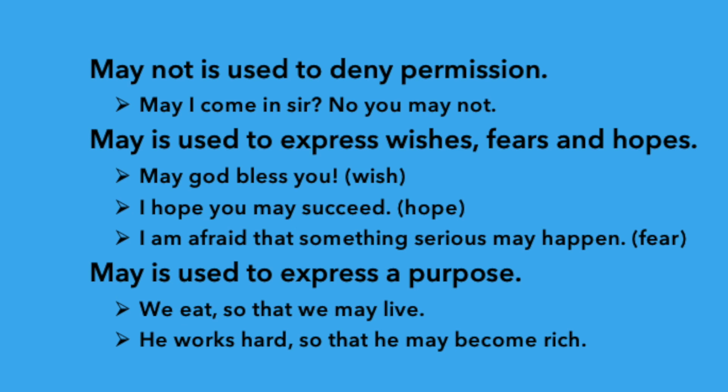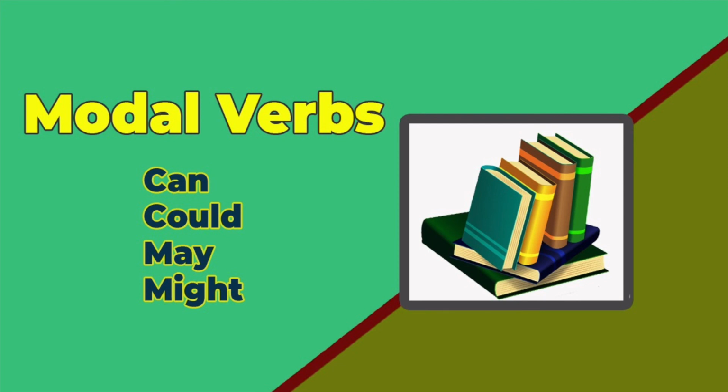We eat so that we may live. We eat for the purpose of living. He works hard so that he may become rich. There is a purpose behind his hard work. So my dear guys, these are the things you should remember while using can, could and may, might.